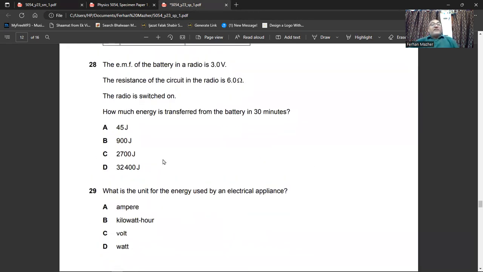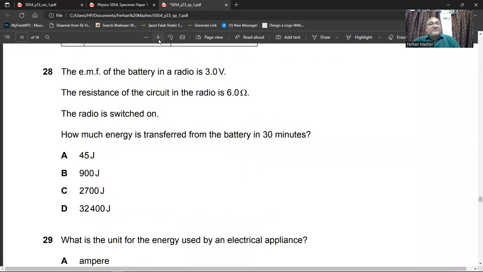Question number 28 coming up on your screen. He says the EMF of the battery in a radio is 3 volt. The resistance of the circuit in the radio is 6 ohm. The radio is switched on. How much energy is transferred from the battery in 30 minutes?